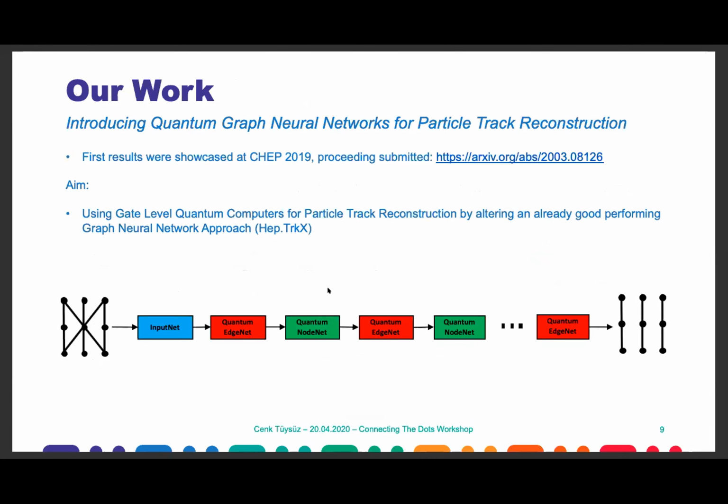So in our work, we want to introduce this kind of quantum neural networks into the HepTrackX graph neural network. As you see on the bottom, we have a very similar network compared to HepTrackX. We switch the edge networks to quantum edge networks and the node networks to quantum node networks, and I will explain them in a couple of minutes.